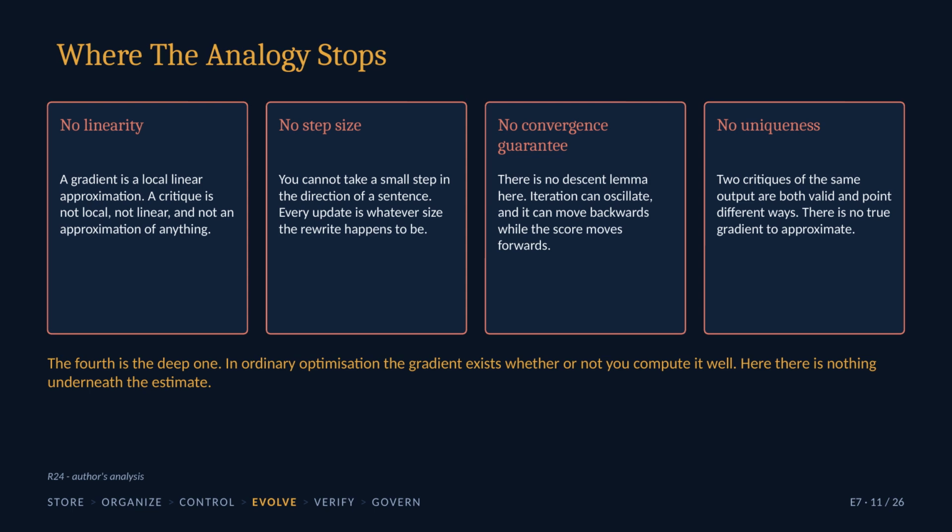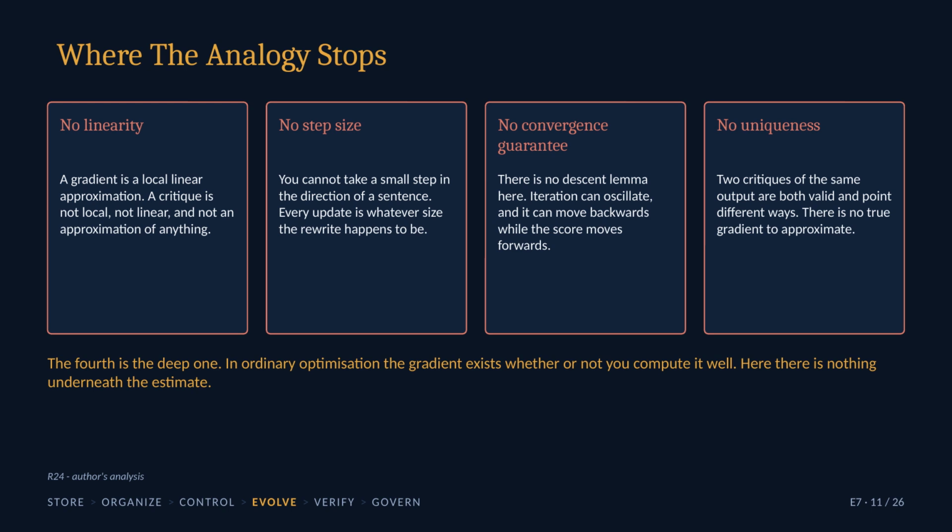And here is where it stops, in 4 places. No linearity: a gradient is a local linear approximation, and a critique is not local, not linear, and not an approximation of anything. No step size: you cannot take a small step in the direction of a sentence, so every update is whatever size the rewrite happened to be. No convergence guarantee: there is no descent lemma, so iteration can oscillate and can move backwards while the score moves forwards. And no uniqueness, which is the deep one.